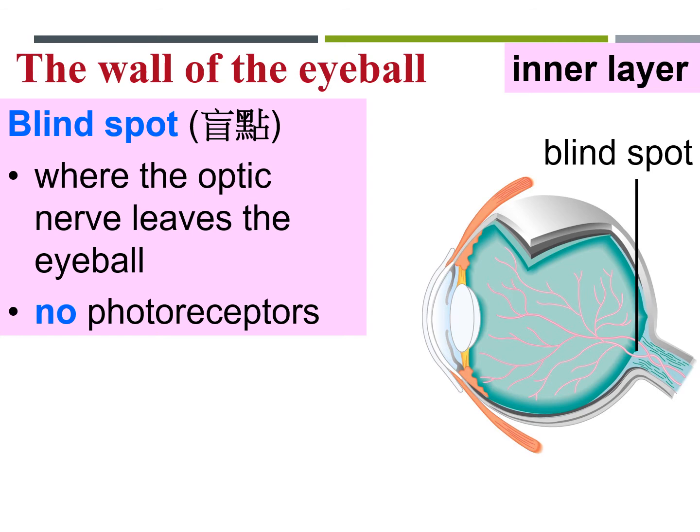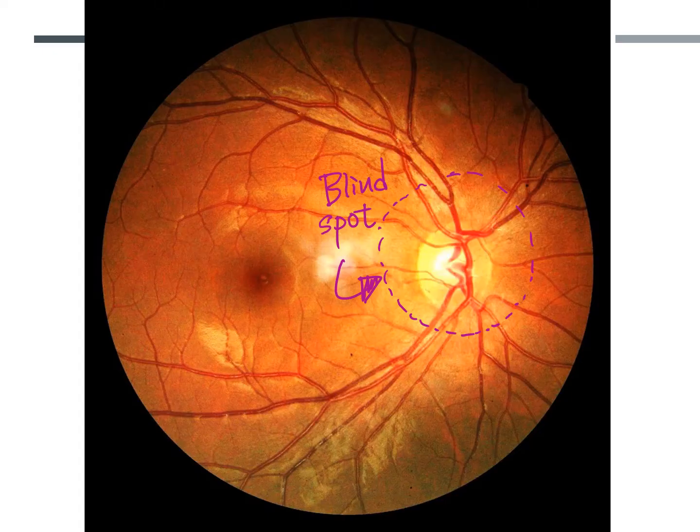At the point where the optic nerve leaves the eyeball, this is what we call the blind spot, 盲點. You can only find blood vessels and optic nerves or nerve fibers in the blind spot, but no photoreceptors over the blind spot. Look into the eye again.